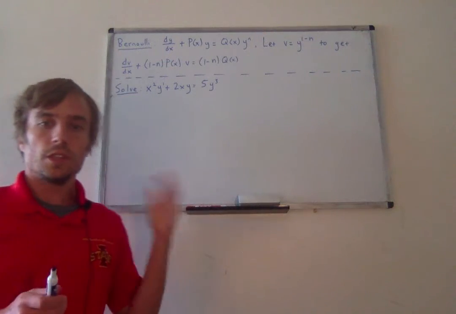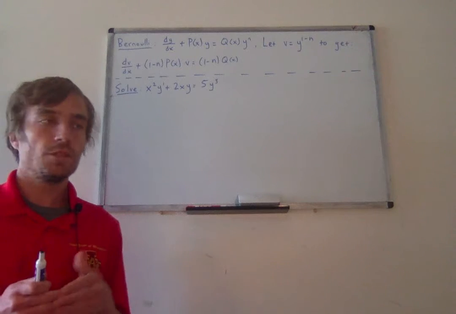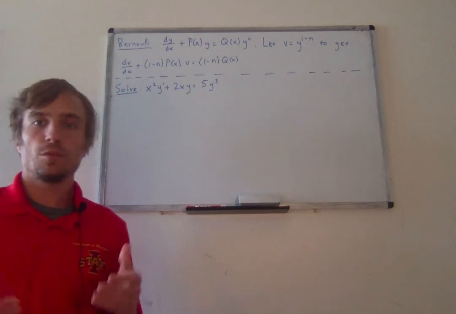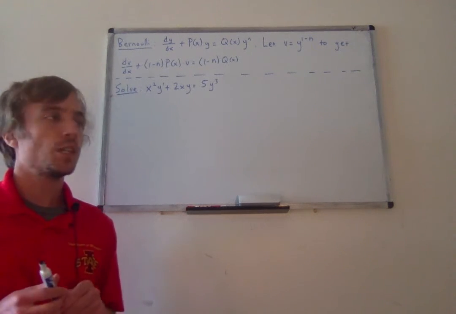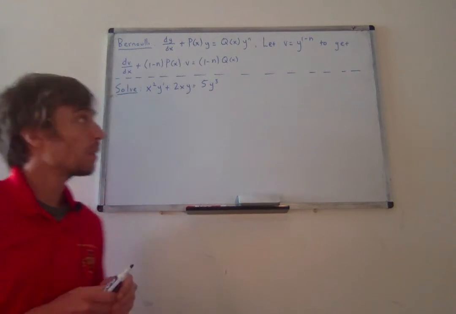All right, so this is going to be an example of a Bernoulli equation. This is the fifth problem on that set of problems I included on the week 5 recitation worksheet, on the last page of that worksheet.